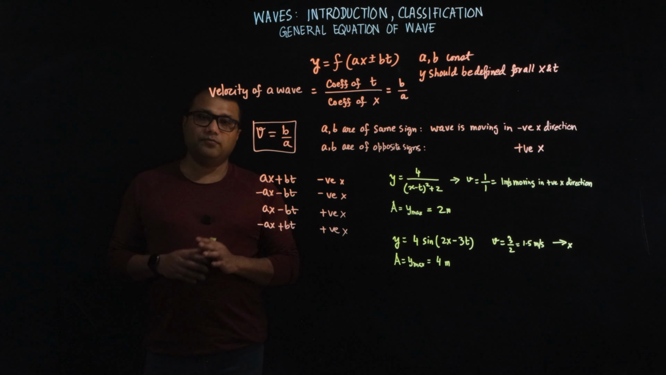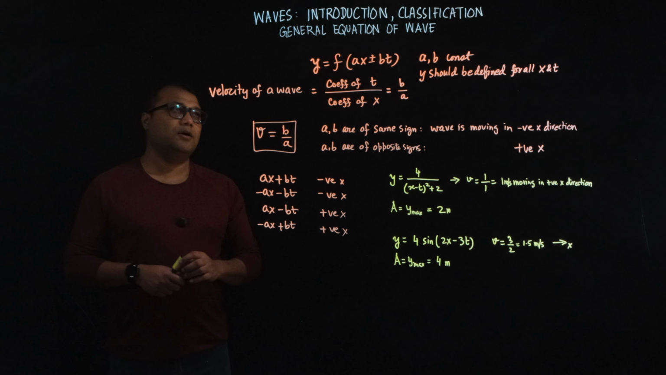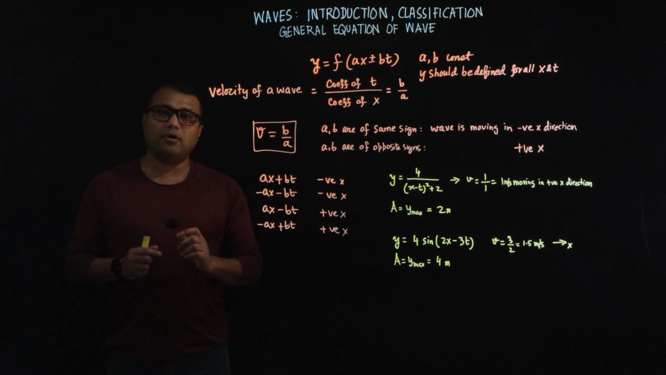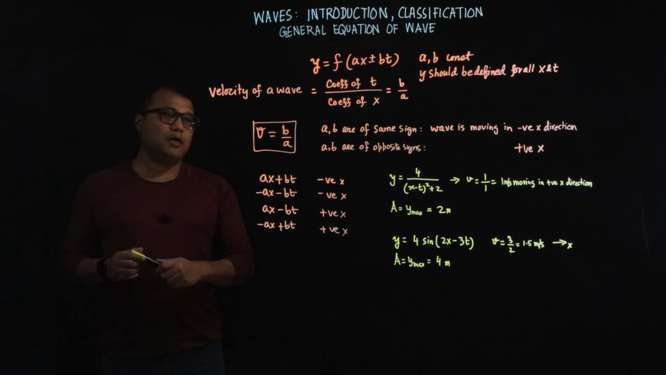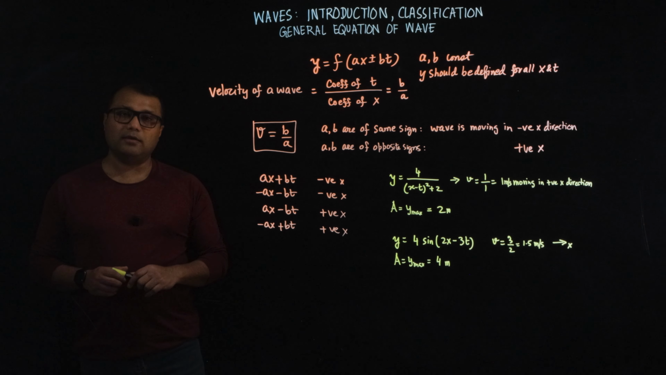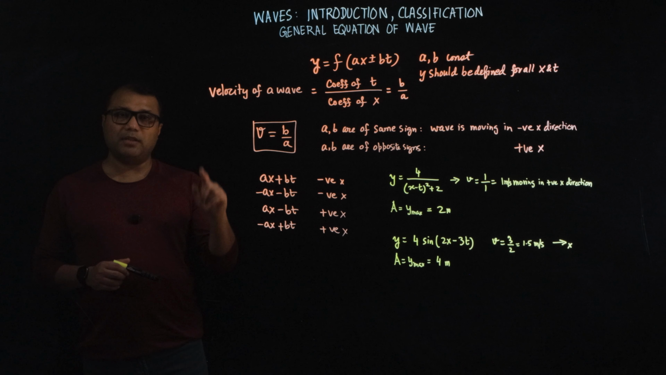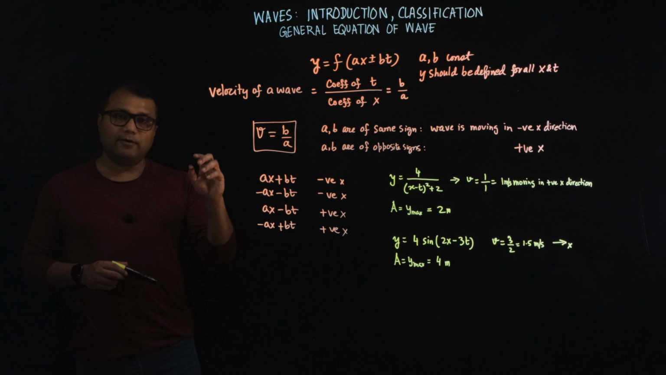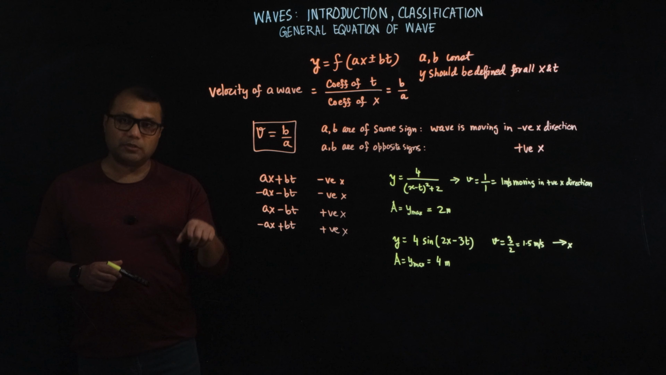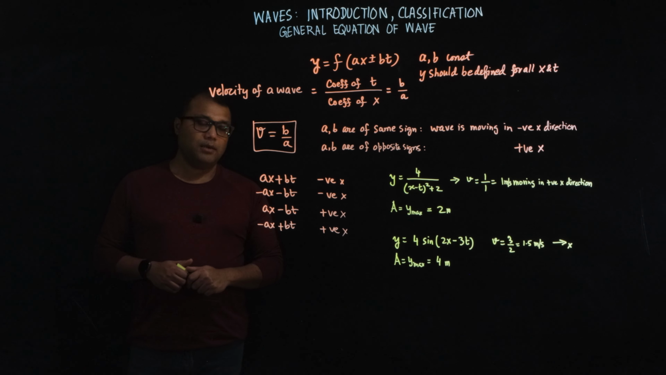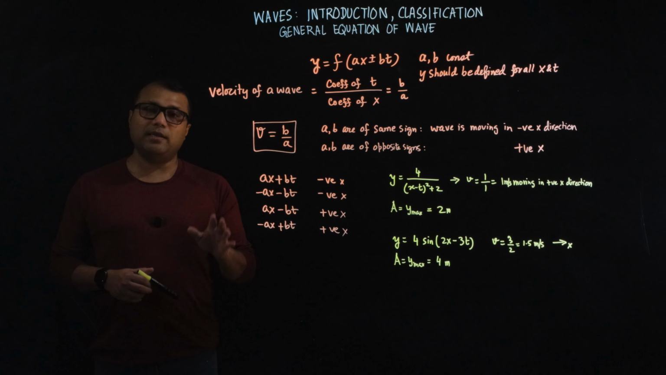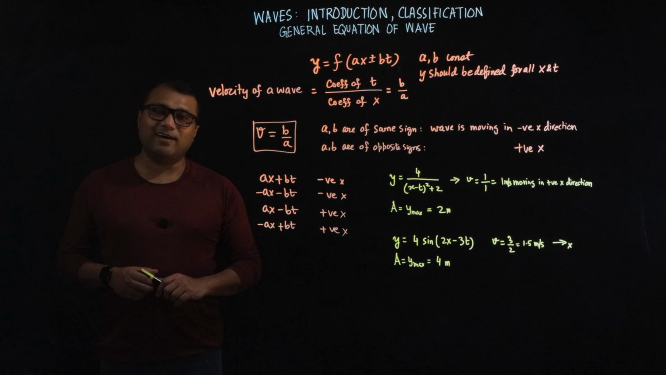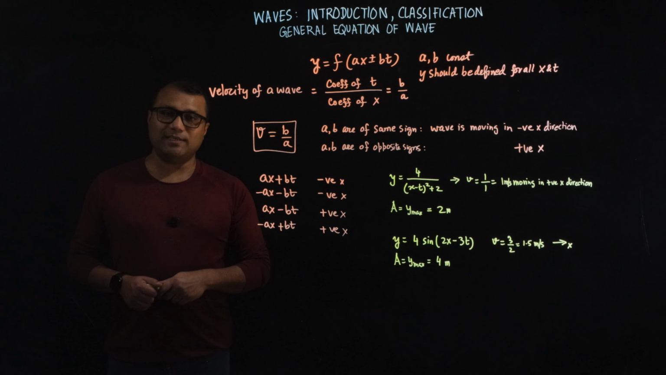In the next lecture, we will talk about a specific wave, which is the plane progressive harmonic wave. The plane progressive harmonic wave is when every particle on that wave, or every disturbance on that wave, executes a simple harmonic motion. We'll see what the generic equation of a plane progressive harmonic wave is and go into a little more detail around that. Okay, so see you in the next one.